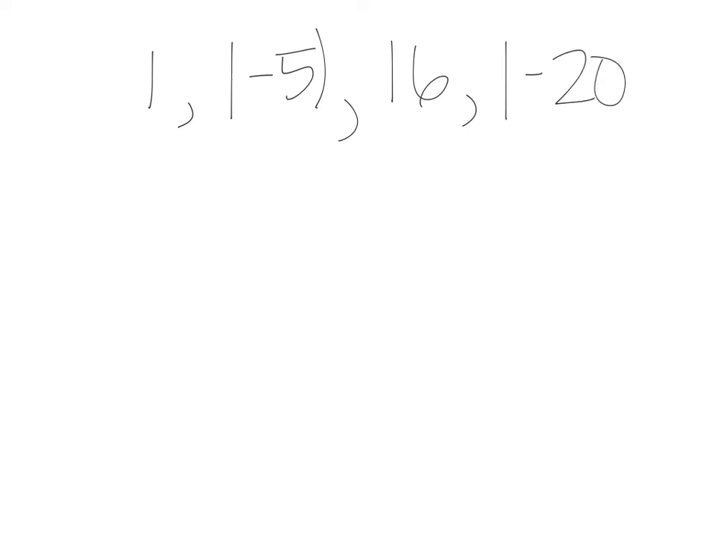1, the absolute value of 5, 16, the absolute value of -20. And I want you to put those in order from least to greatest. All right, so before I do that, I'm going to find those absolute values. So the absolute value of -5 is 5. The absolute value of -20 is 20.